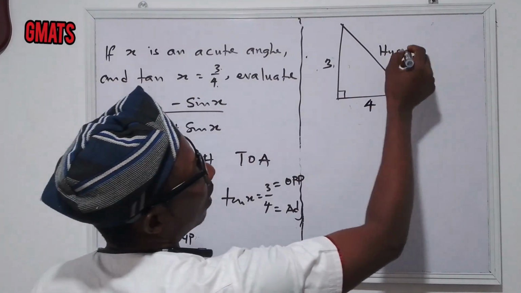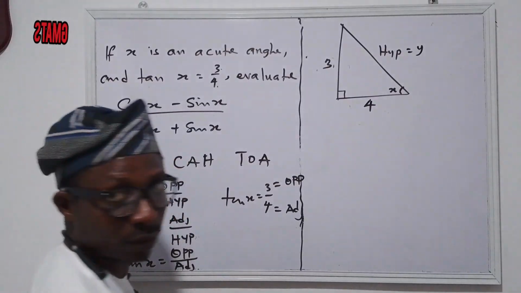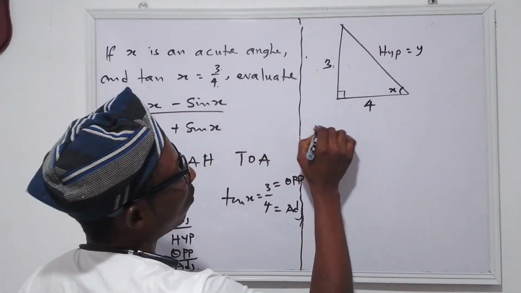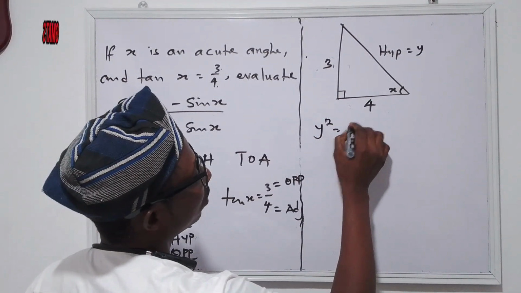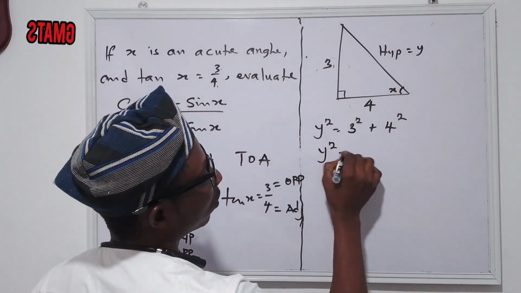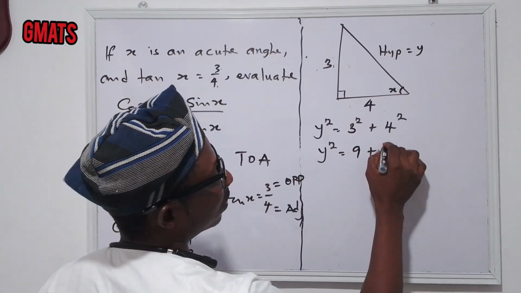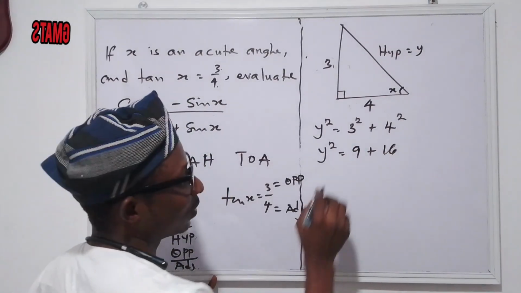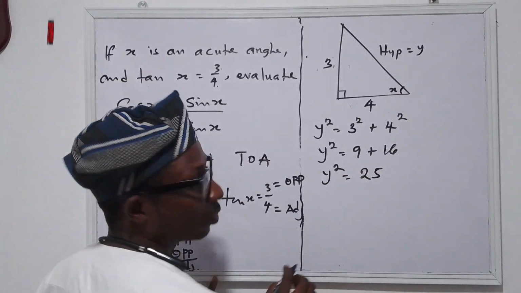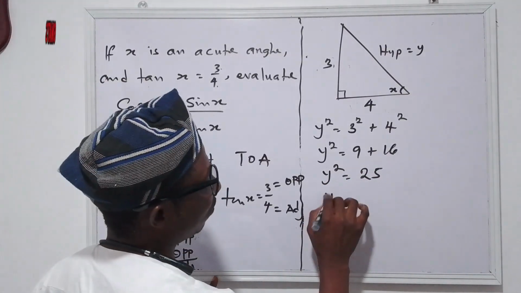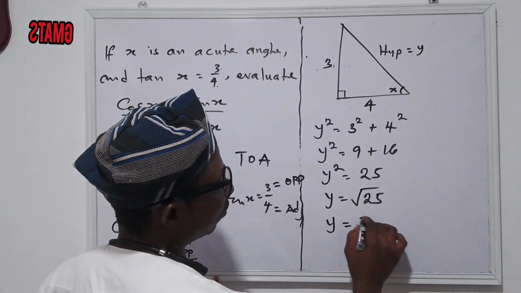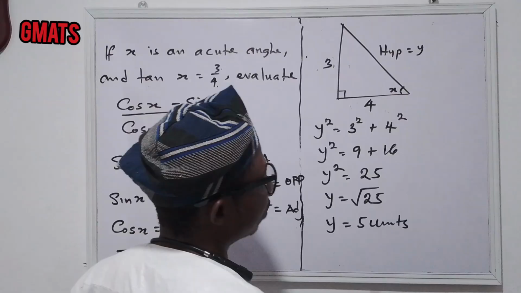So now let's call our hypotenuse y and determine that. Making use of our Pythagoras theorem, we have y squared equals 3 squared plus 4 squared. So y squared equals 9 plus 16, which is 25. You take the square root of both sides, so y equals the square root of 25, and therefore y equals 5 units.